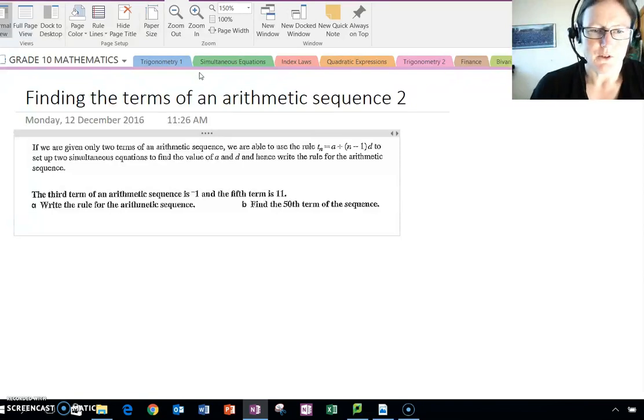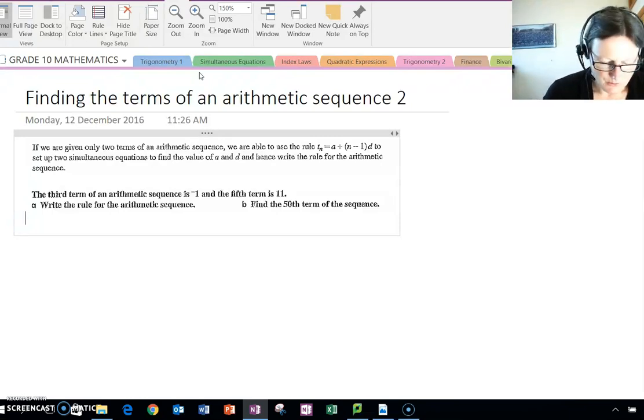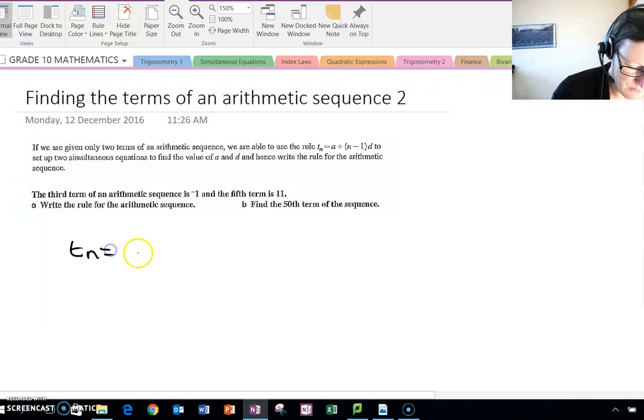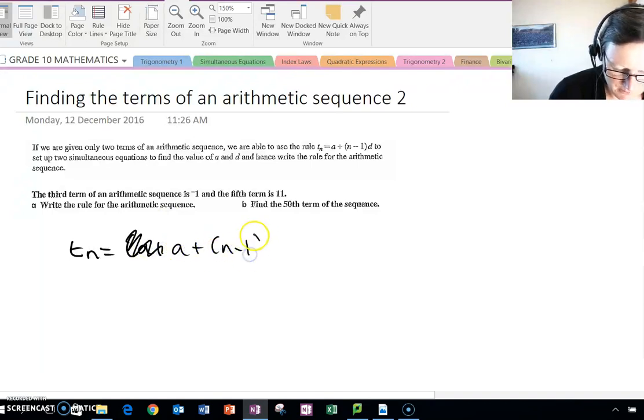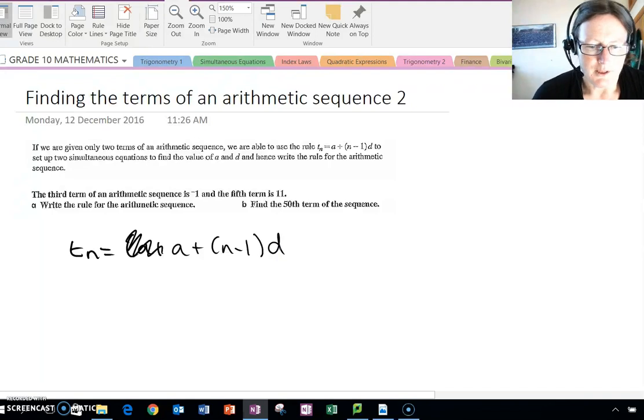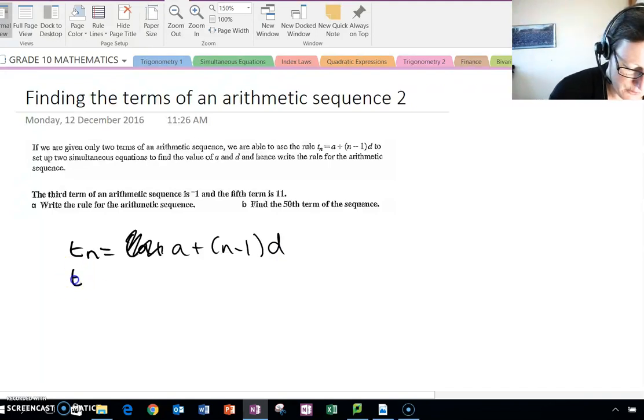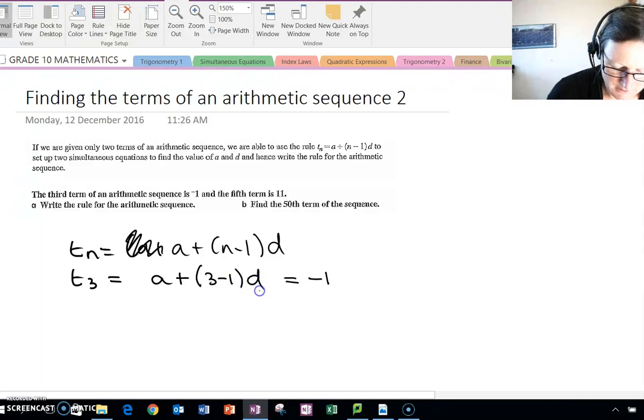for the sequence. So let's write Tn is equal to a plus n minus 1d. Let's see what we're told. We are told that the third term is equal to -1. So for the third term, n minus 1 is 3 minus 1d. In other words, the third term, a plus 2d, is equal to -1.